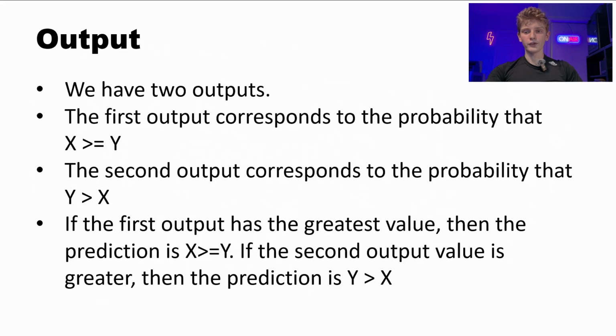Now, if the first output has the greatest value of the 2, then we can say that the prediction that the model makes is that x is greater or equal to y. However, if the second output has the greatest value of the 2, then we can say that the prediction of the model is y is in fact greater than x.